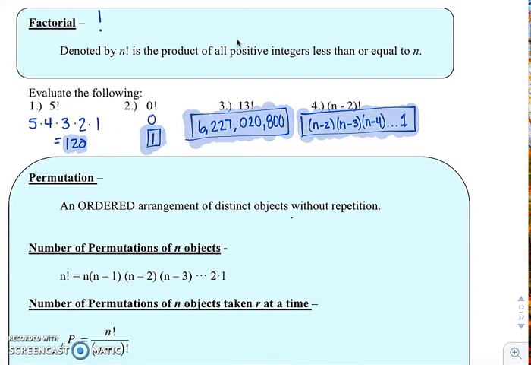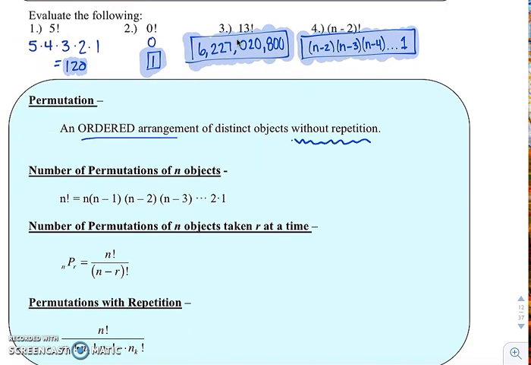So we also have permutations. A permutation is an ordered arrangement, ordered being the key word there, of distinct objects without repetition. So no repeating. So the number of permutations of n objects, that's what this is saying here, is sort of like what we did up above. If we start with n factorial, then n is that starting value. The next number is going to be 1 less than whatever that n value is. So n minus 1, and then minus 2, minus 3, until you get all the way to 1.